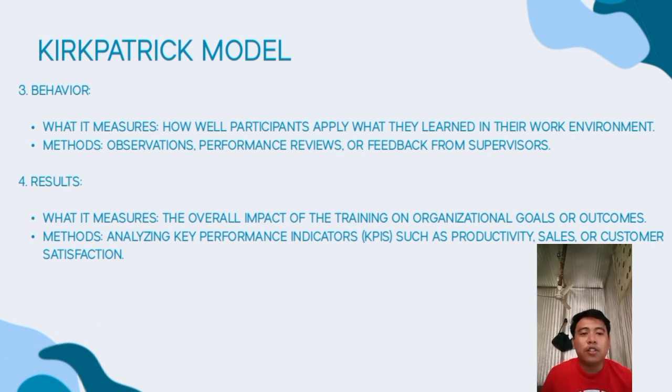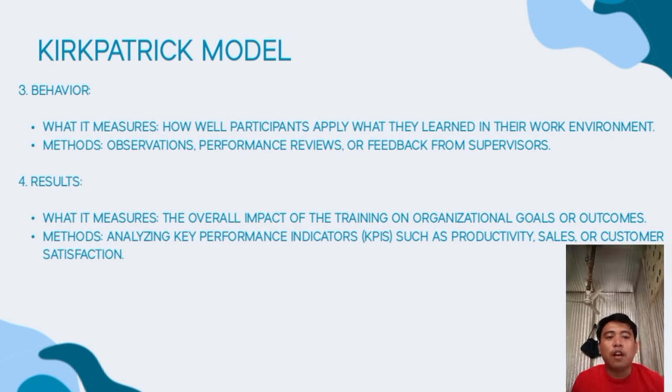Number four, results. What it measures: the overall impact of the training on organizational goals or outcomes. Methods: analyzing key performance indicators, or KPIs, such as productivity, sales, or customer satisfaction. Example: a retail chain observed a 15% increase in sales following a customer service training program.